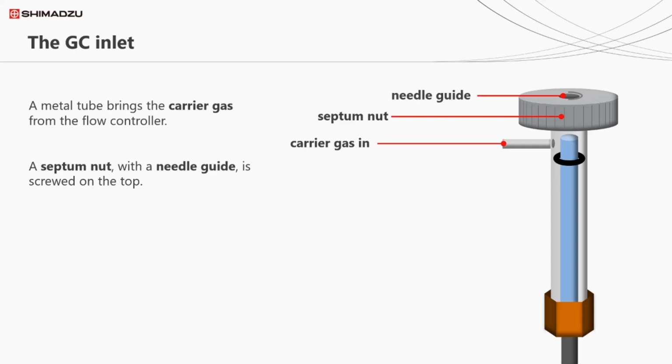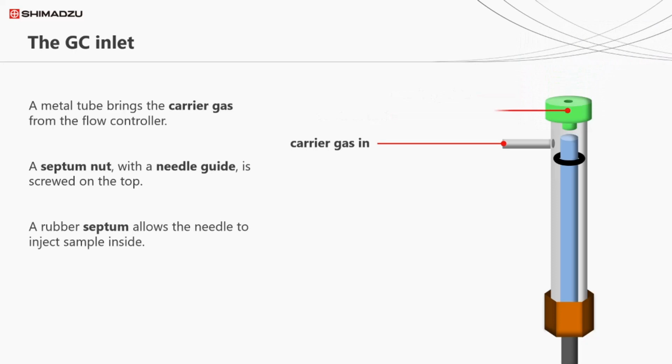At the top of the inlet is a septum nut. This is a cap with a small hole in the centre, allowing a syringe to pass through when a sample is injected. Below this sits the septum. This rubber stopper keeps the inlet sealed to maintain pressure while still allowing a sample to be injected through it.